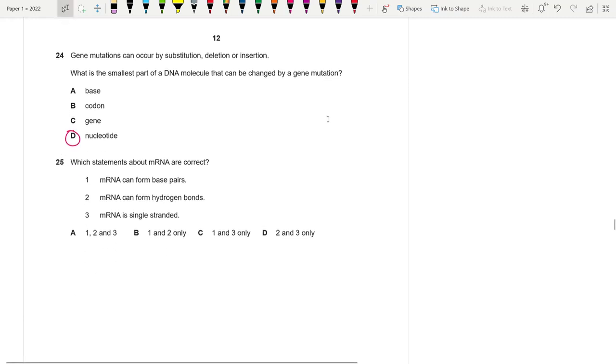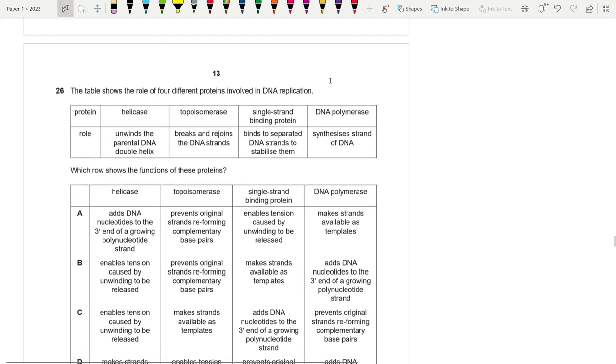Which statements about mRNA are correct? mRNA can form base pairs. That is true. We do see base pairs in mRNA. They can form hydrogen bonds. Obviously, if you form base pairs, you form hydrogen bonds. It is single stranded. So all 3 are correct. That's true. Moving on to 26.